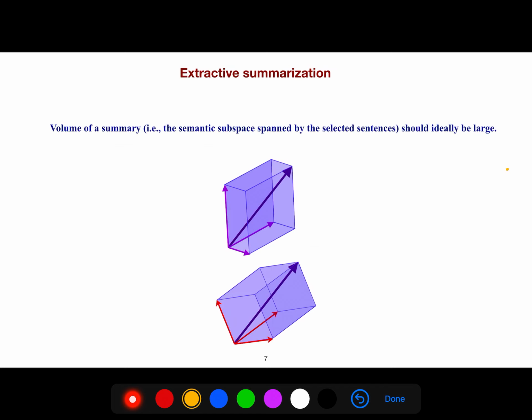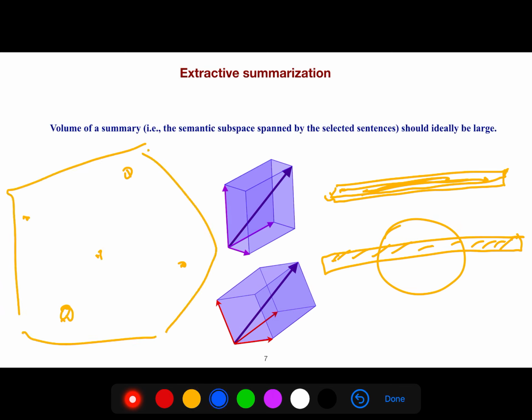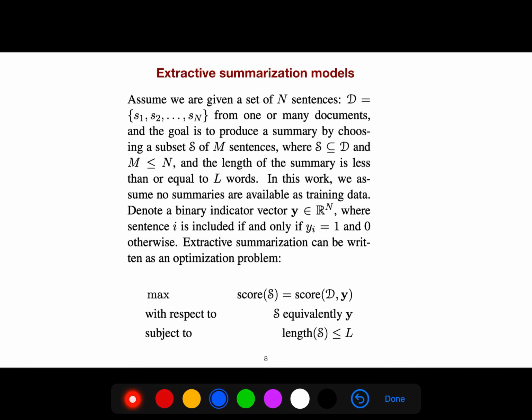We don't like something like this, because the vectors are in just a small volume. We want something like this that has a big volume. You could say this one is not good because it has a small volume. It doesn't represent what we are talking about. But if you know the space and it is as large as possible, it covers all the things. So these points are redundant because it already covers them. So this is the idea.